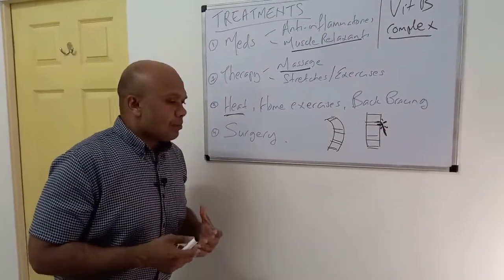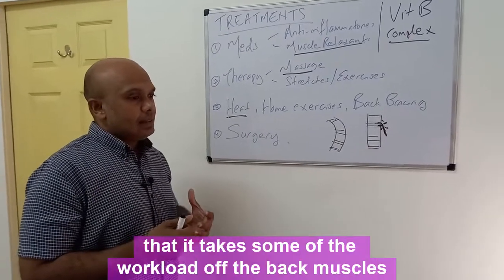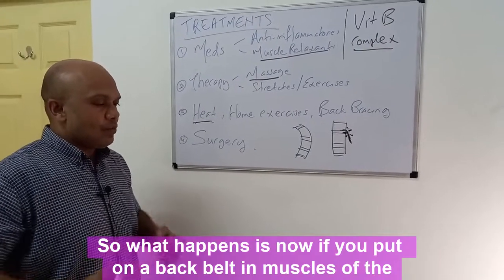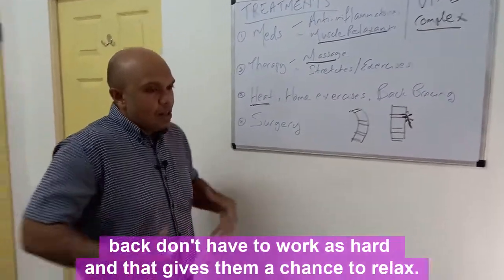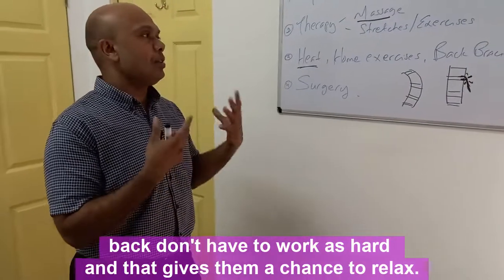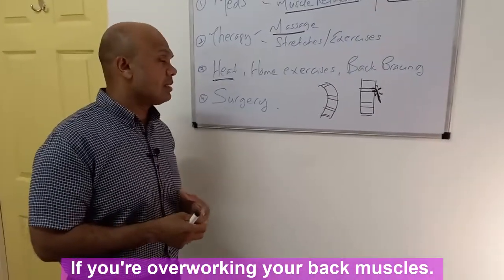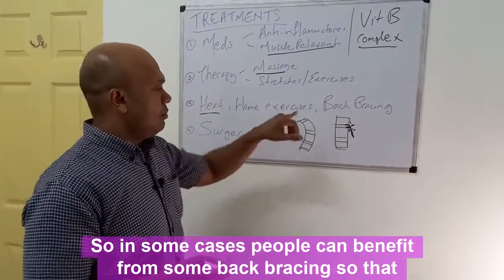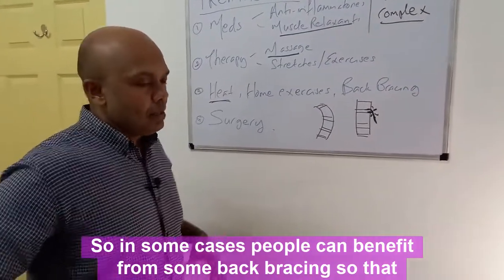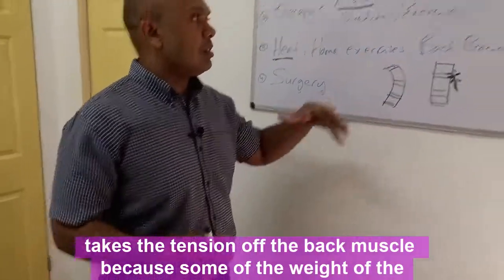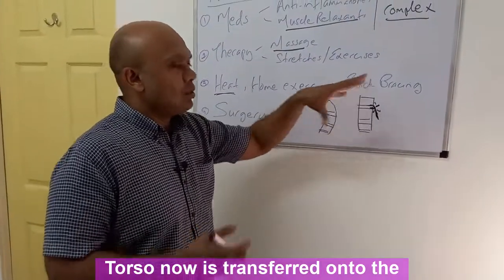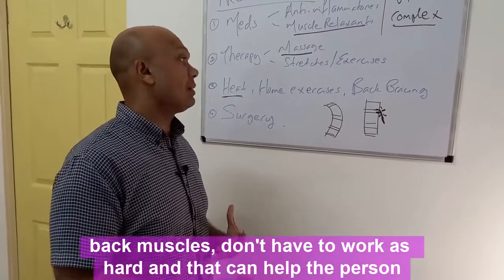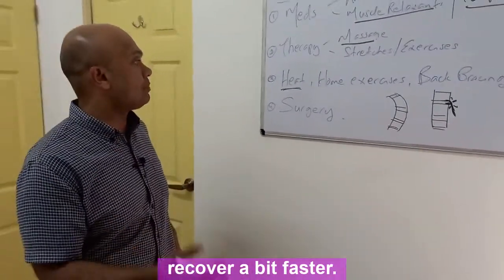Back bracing. How a back brace works is that it takes some of the workload off the back muscles. If you put on a back belt, the muscles of the back don't have to work as hard, and that gives them a chance to relax. If you're overworking your back muscles, it's going to be a bit harder for them to come out of spasm. So in some cases, people can benefit from some back bracing. It takes the tension off the back muscle, because some of the weight of the torso is transferred onto the back belt or back brace. Now the abdominal muscles and the back muscles don't have to work as hard, and that can help the person to recover a bit faster.